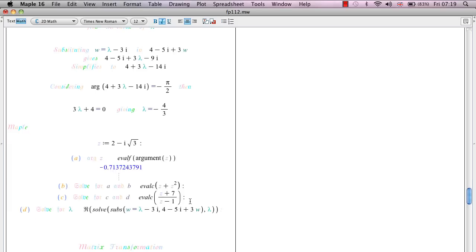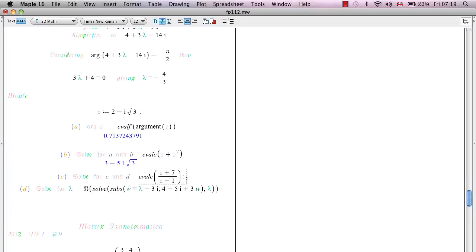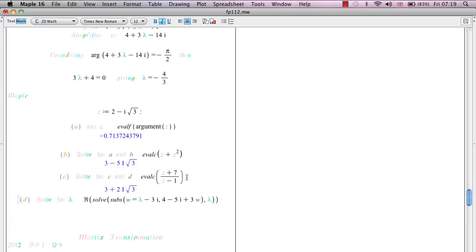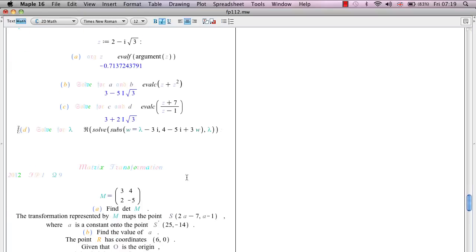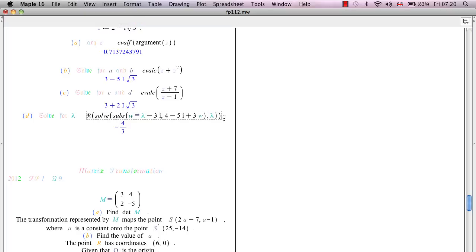So the argument in A, z plus z squared, and z plus 7 over z minus 1, and solving for lambda.